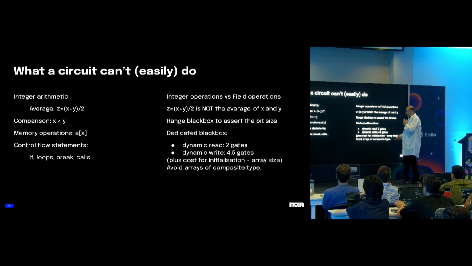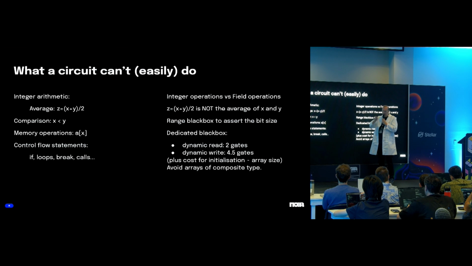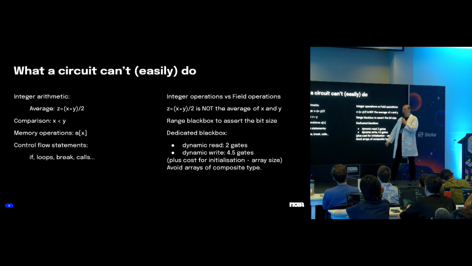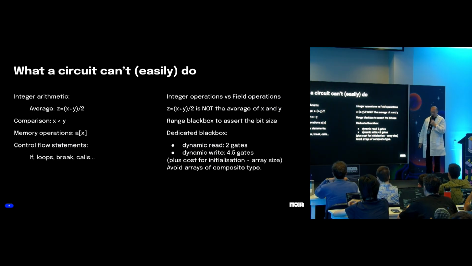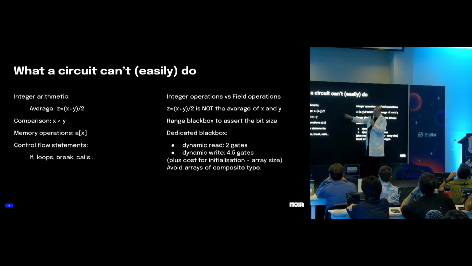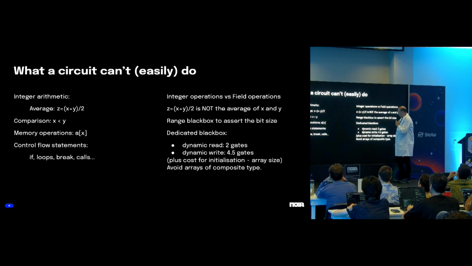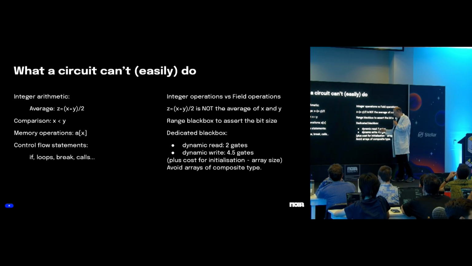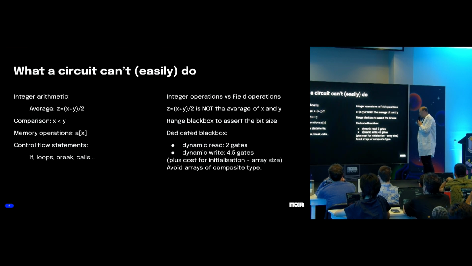Okay, a circuit also doesn't have any memory, because it's only like numbers in an equation. So also this needs to be emulated, and this is horribly costly. But we have also a dedicated black box for that. And yes, you don't really need to worry about the black box, because Noir will lay down the correct black box for you. But what you have to remember is that memory operations are costly, even with the black box. So if you want to do a read, it will be 2 gates, more or less, and a write would be, on average, 4.5 gates.